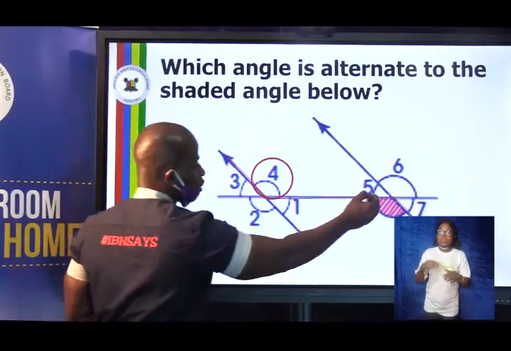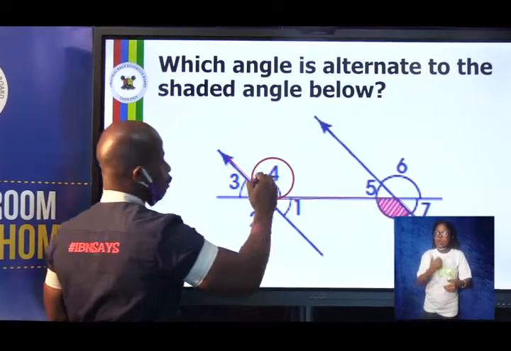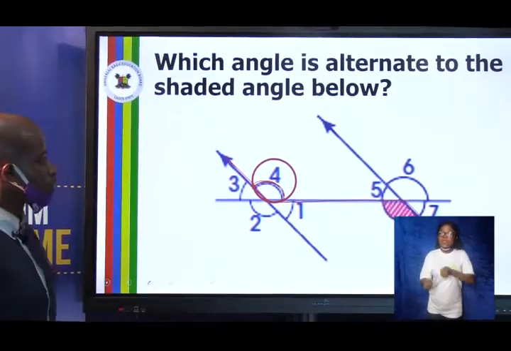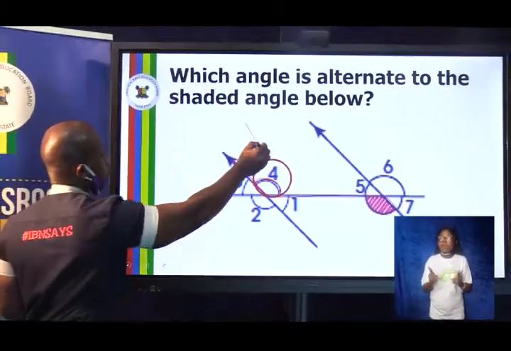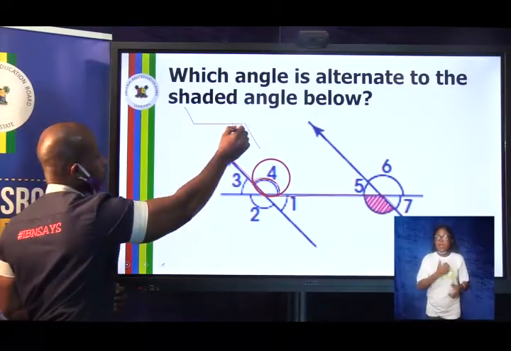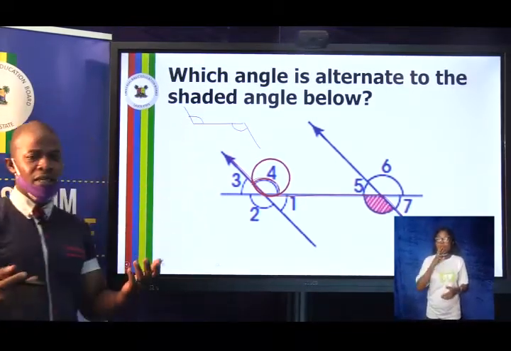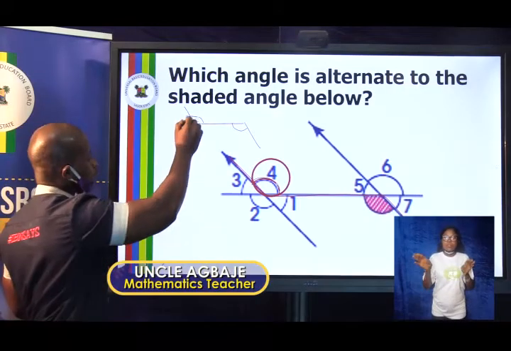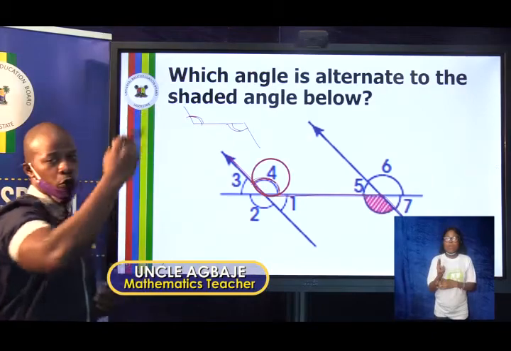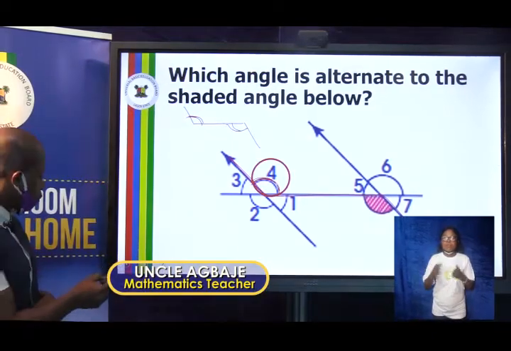Okay, so if one is inside the elbow, the other one will be on this elbow right there. So that is the angle that is alternate. So the Z is sort of coming like this. Okay, so we have one angle here and the other. And remember what I said about open and close. Where this one is closing downwards, this one is going upwards. So that is the Z angle.